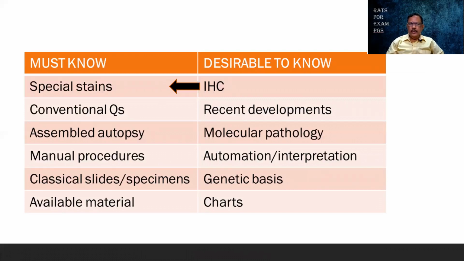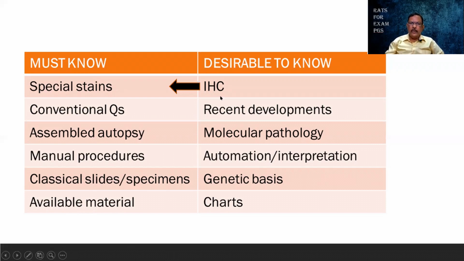Certain things we must know. For example, the special stains, the conventional questions, assembled autopsy, all the manual procedures, section cutting, staining, etc. The classical slides and specimens should be there. Available material. Heart, for example, how do you open the heart? What are the various methods? How do you measure the valve? Or what are all the changes in a case of rheumatic heart disease? Where do you look for the Aschoff nodule, etc.? What is pericarditis? Types of pericarditis.